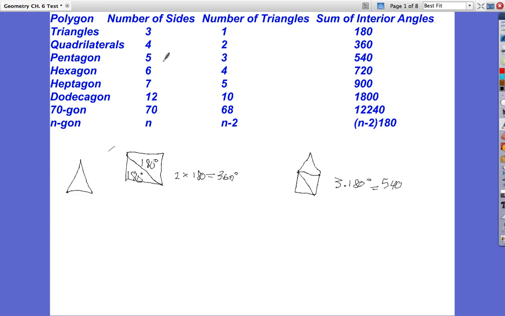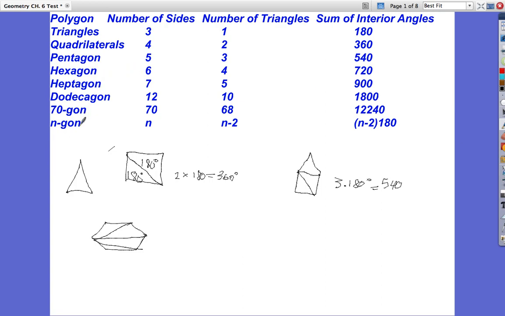For the hexagon, 6 sides, 4 triangles were formed for a sum of 720. So if you have the hexagon, you have diagonal, diagonal, diagonal. 1, 2, 3, 4 triangles. For the heptagon, 7 sides, 5 triangles are formed, 900 degrees, sum of the angles. The dodecagon has 12 sides, 10 triangles are formed for a sum of angles of 1800.